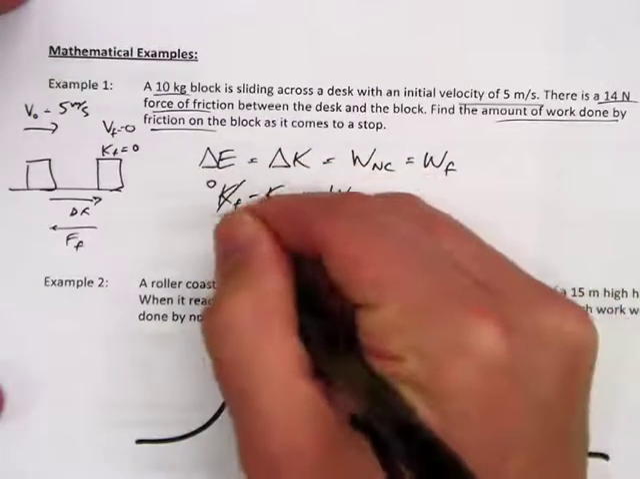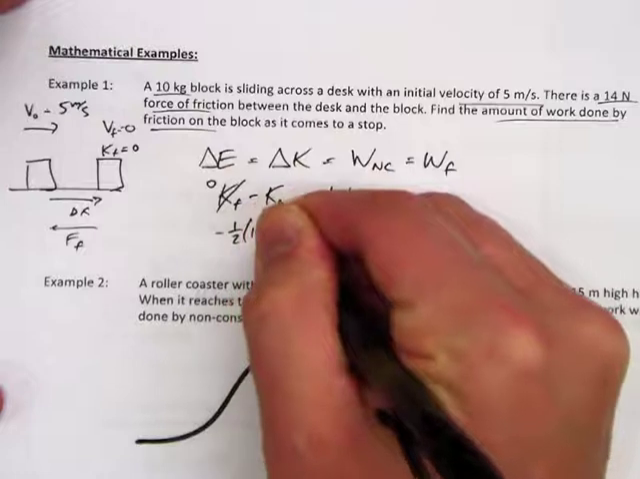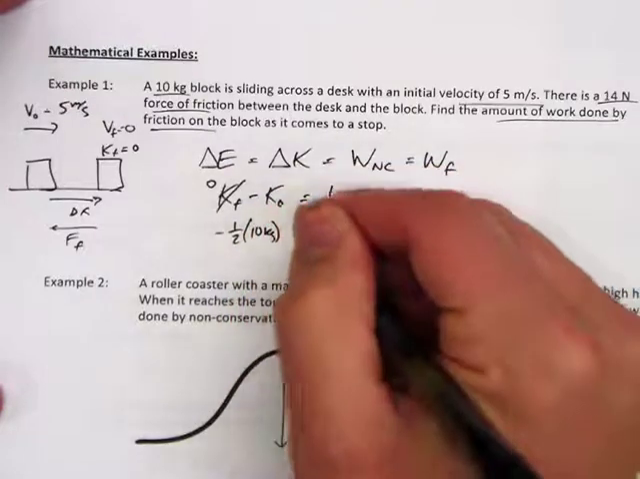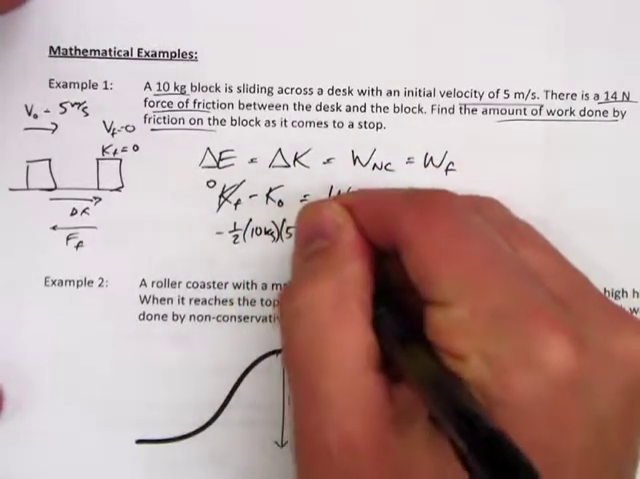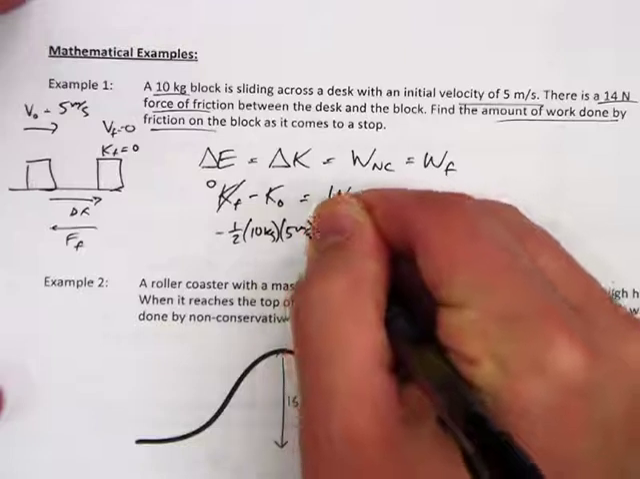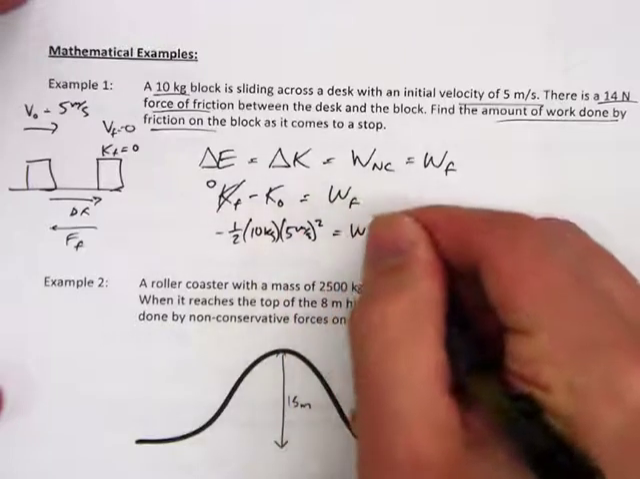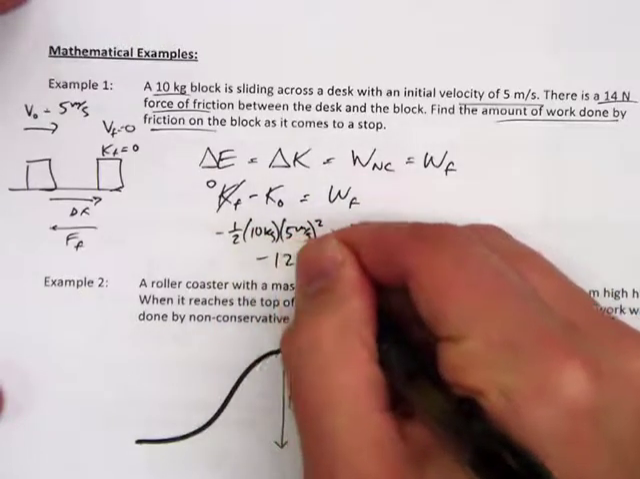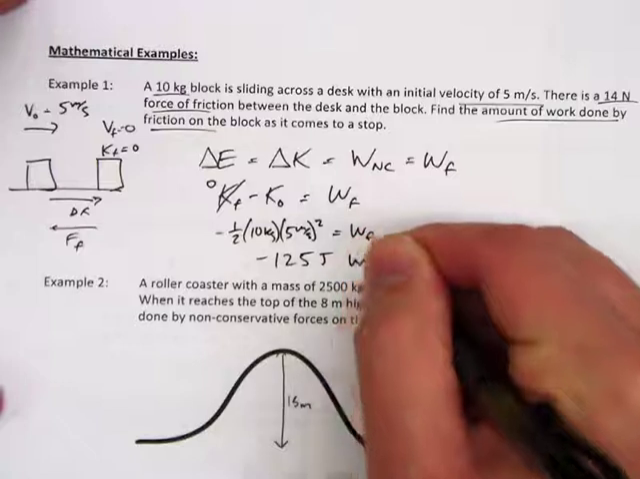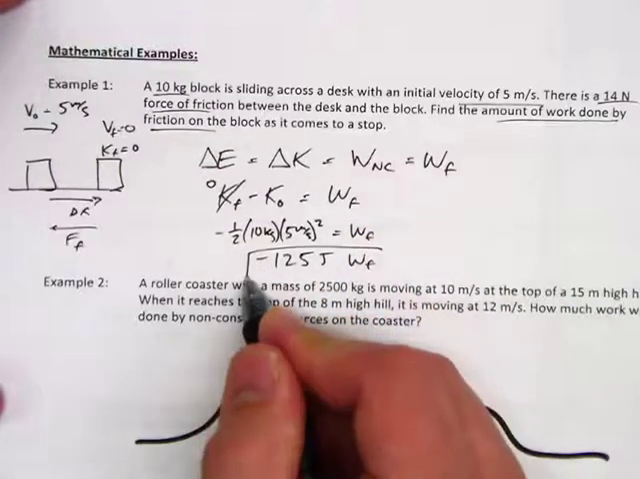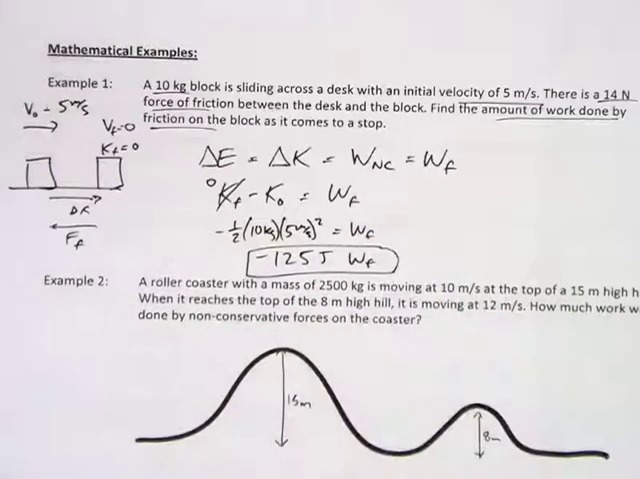This is 0, this is minus 1/2 times 10 kilograms, so that's minus 5 times 5 meters per second squared, which will be minus 125 joules. So it's a quick way of finding the work done by non-conservative forces on a system where the mechanical energy is changing.